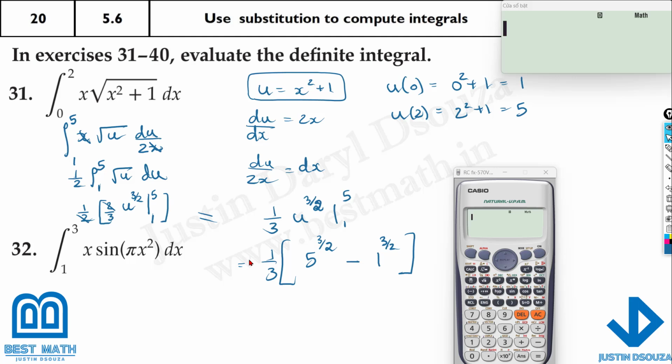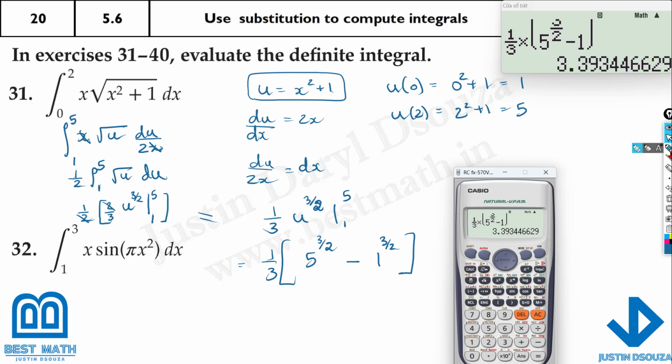Now what next? Let's just put this in the calculator. It'll be 1/3 multiplied by 5 raised to the power 3 by 2, minus 1 raised to 3 by 2, which is 1 itself. It's 3.39. So the final answer would be 3.3934. This will be the result after you apply the limits.